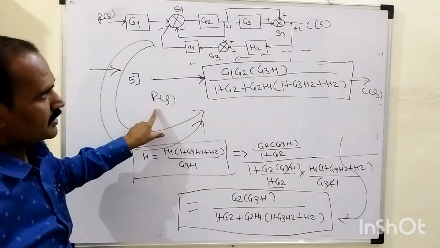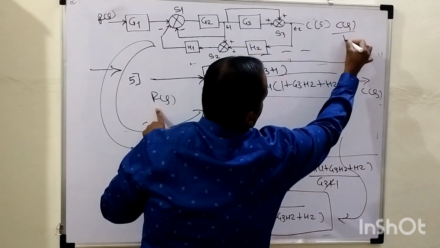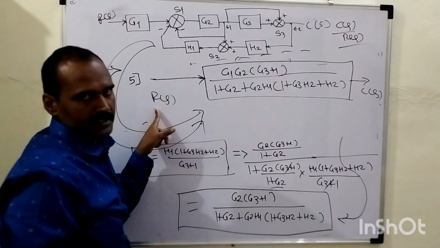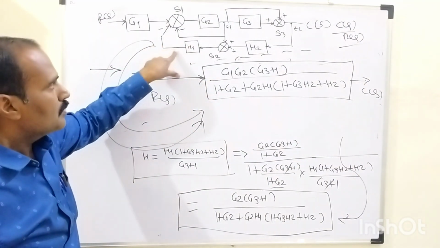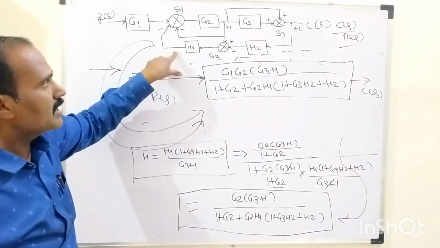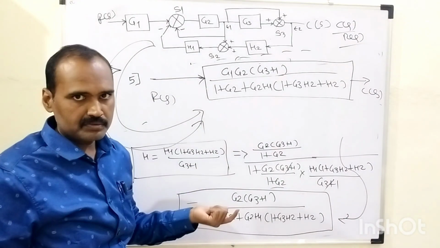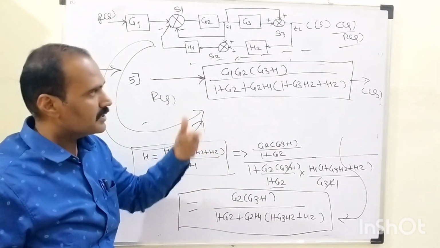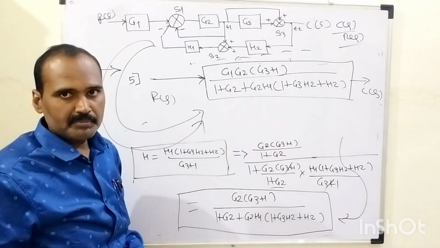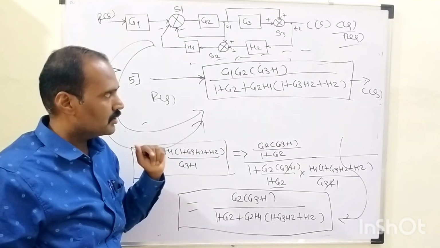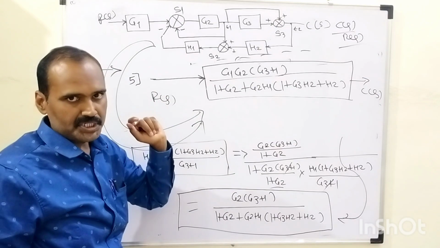As I told you earlier, the transfer function is the ratio of C of S upon R of S, right? So this whole quantity written within this rectangular box is the overall transfer function of this given control system, obtained by adopting certain reduction rules which we discussed earlier. I hope you understood this topic, the block diagram reduction technique, using the reduction rules which we applied in this session, right? Thank you.